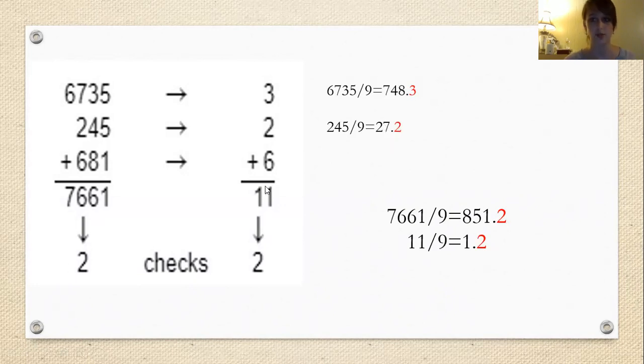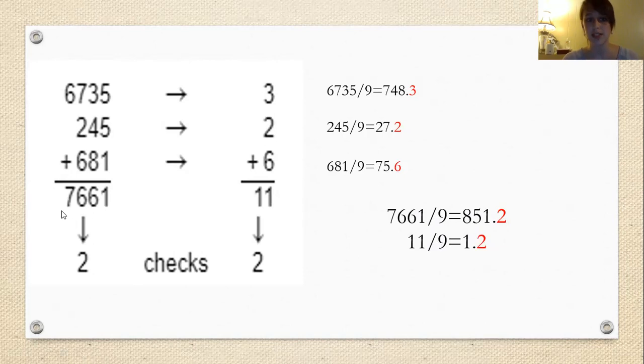I highlighted them in red so you can really get a visual on what you need to use. 681 divided by 9 is 75.6. So you use 3 plus 2 plus 6 to get you 11. And then 11 divided by 9 is 1.2. You use that remainder. The 1 doesn't really make much of a difference. You just use the remainder.